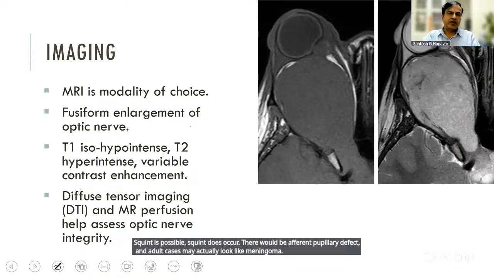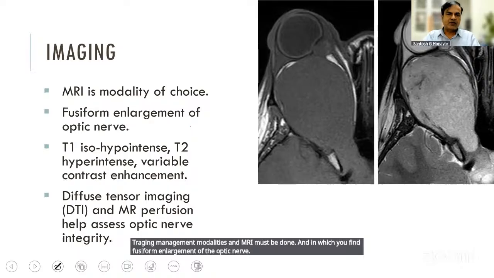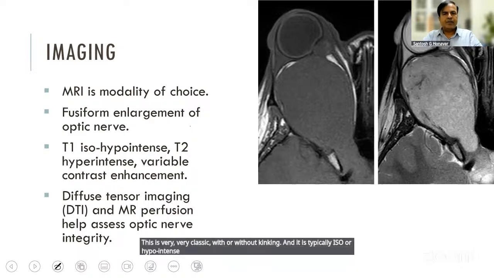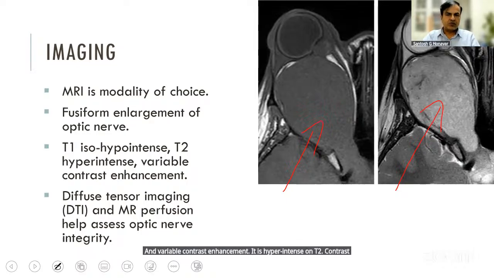MRI is the imaging modality of choice. CTs can be used for screening, of course, but if you are talking about prognostication, if you're talking about triaging management modalities, then MRI must be done, in which you find fusiform enlargement of the optic nerve. This is very, very classic, with or without kinking, and it is typically iso or hypointense on T1 with variable contrast enhancement. It is hyperintense on T2. Contrast enhancement would be variable.